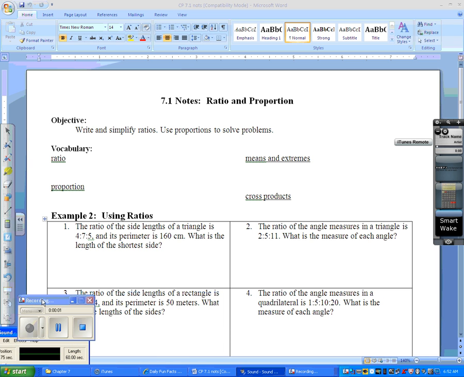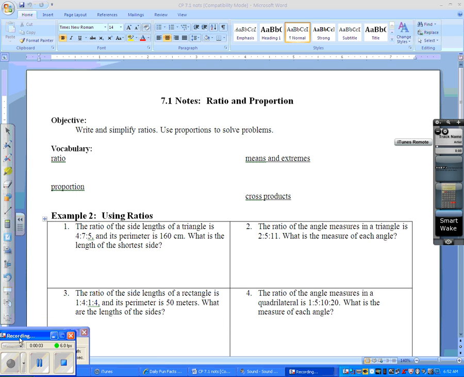All right, we are starting parts of Chapter 7, and the first section in Chapter 7, 7.1, is about ratios and proportions. Those words might sound familiar to you. Hopefully they do, just a little bit. So the objective of the video is to write and simplify ratios, and then to use proportions to solve problems. Maybe you have heard of these words before, but you've forgotten what they mean.